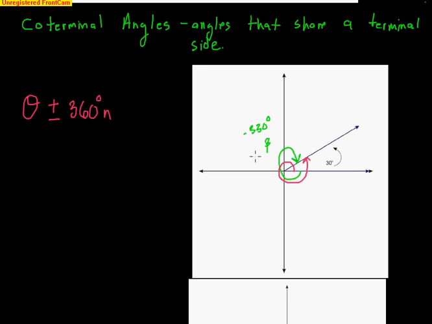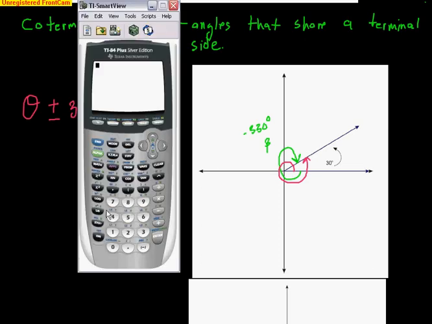Now the n represents the fact that you can continue to add 360. So if I'm at 30 degrees, I can add 360, add 360, add 360 as many times as I want. That's the n, representing that you could do it once, twice, 3 times, 4 times, and so on. You can do as many times as you want. And you would keep ending at that same side. So if I start with 30 degrees, let me show you on my calculator here. If I start with 30 degrees and I add 360, I get a coterminal angle, 390.